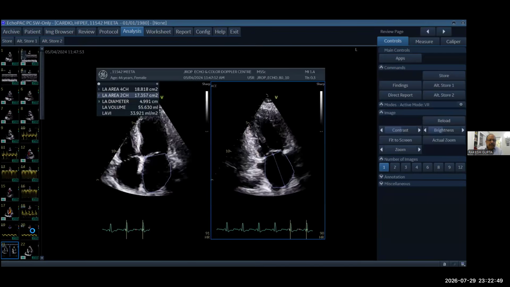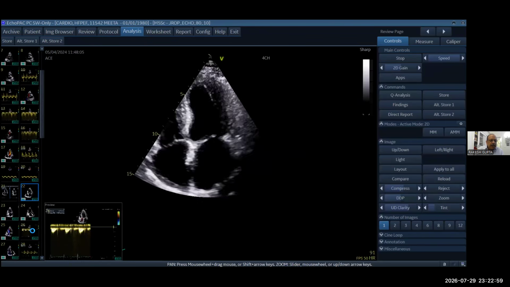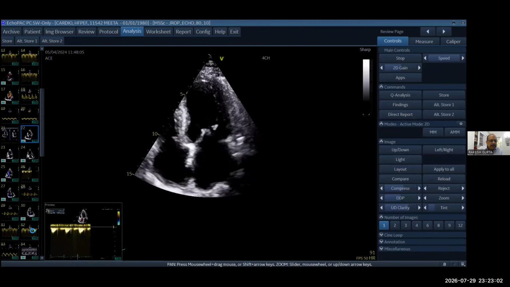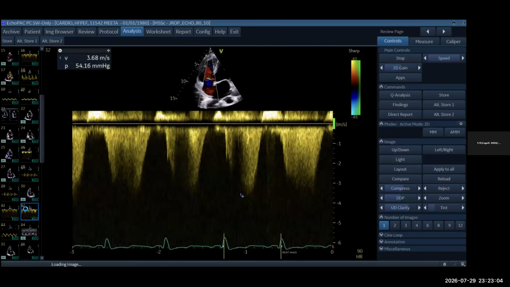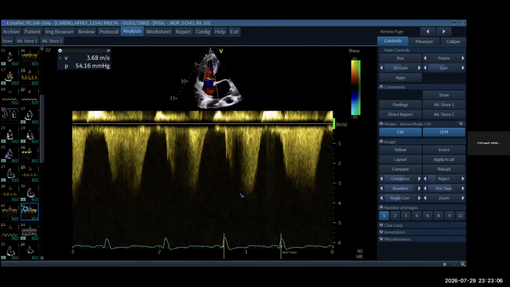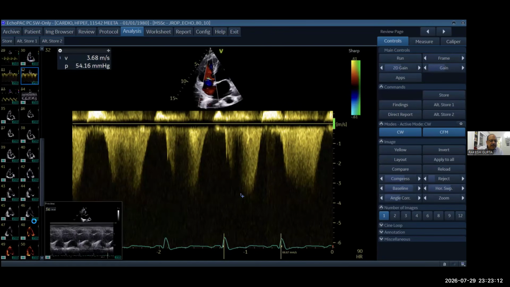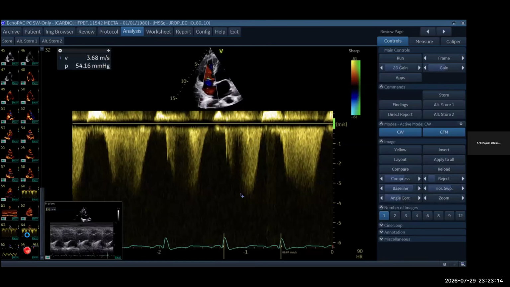Then third is, we look at LA volume, 33.9 ml, just borderline. So what else do we need? TR velocity. TR velocity is 3.68. What else do we need? Diagnosis.